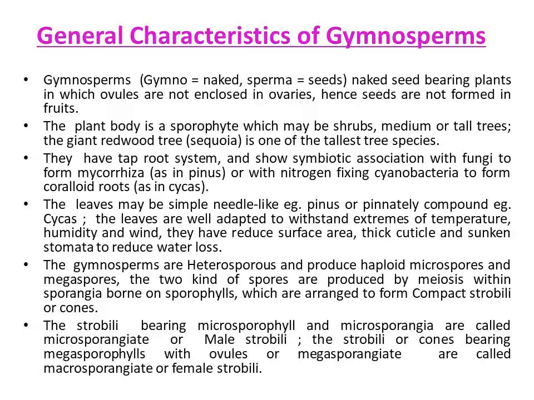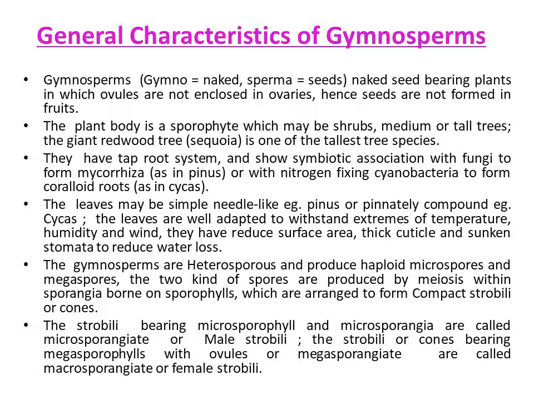The leaves may be simple needle-like, for example Pinus, or pinnately compound, for example Cycas. The leaves are well adapted to withstand extremes of temperature, humidity and wind. They have reduced surface area, thick cuticle and sunken stomata to reduce water loss. The gymnosperms are heterosporous and produce haploid microspores and megaspores.